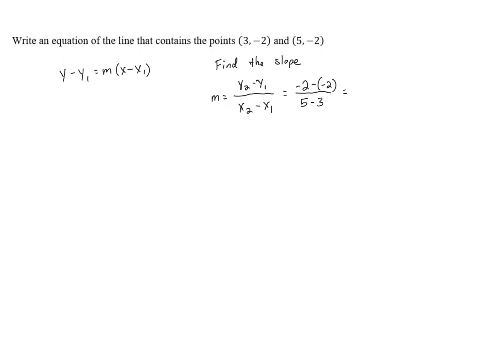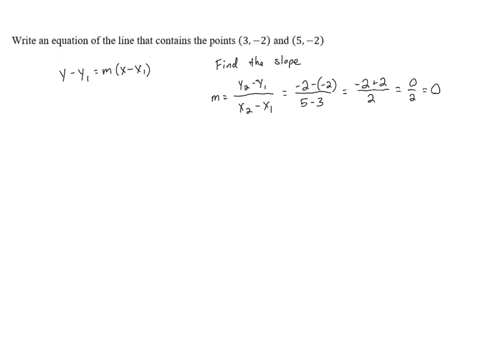In the numerator, when we subtract a negative, it's the same as adding a positive. So that's going to be -2 plus 2. The denominator 5 minus 3 is 2. Now, if we actually do the calculation in the numerator, -2 plus 2 is 0. So we have 0 over 2, which is 0. So the slope here is 0.